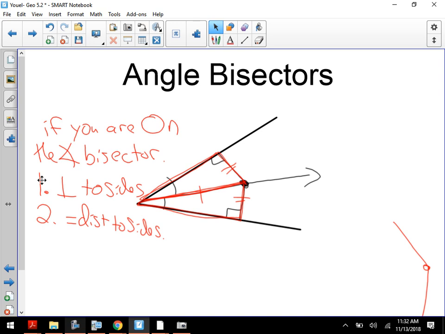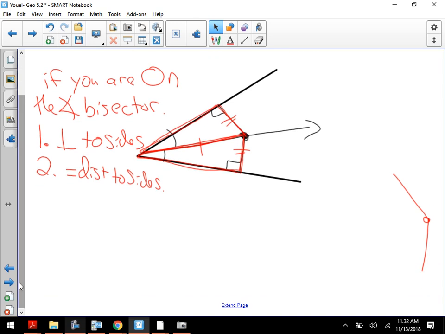What's wrong? I don't know if you can read my handwriting or you can't see it. There's two things. One, you're perpendicular to the sides. Two, you're equidistant to the sides. I'm just labeling the two things that happen. That's all I did.